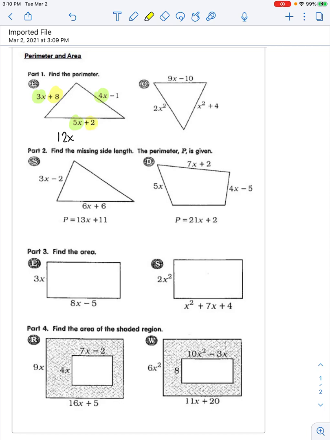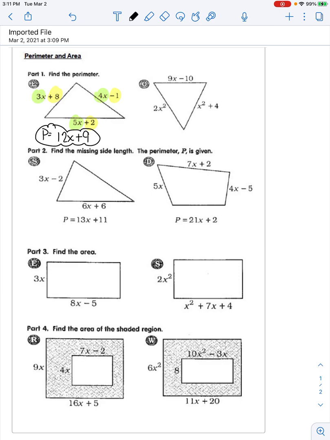And notice you can switch the order as long as you're combining like terms. So 8 plus 2 is 10, and 10 minus 1 is 9. So my perimeter is, and you don't have to write the P, but I mean it's helpful if you do, the perimeter equals 12x plus 9.